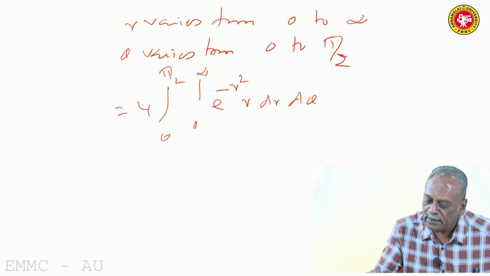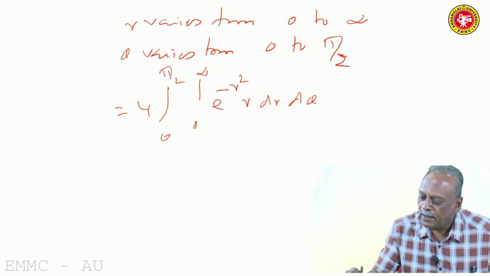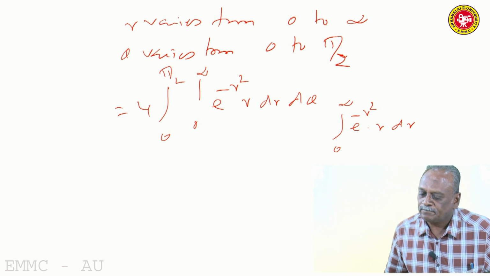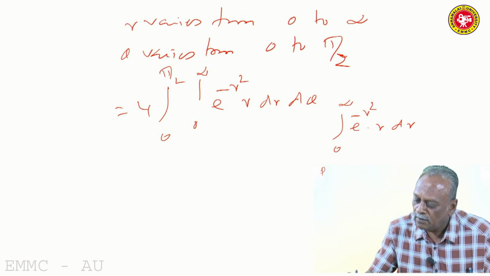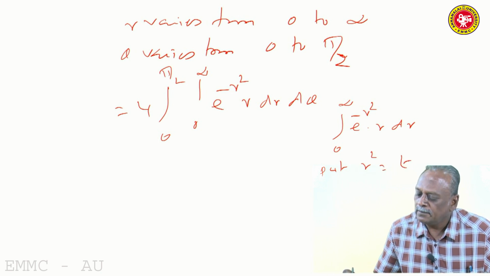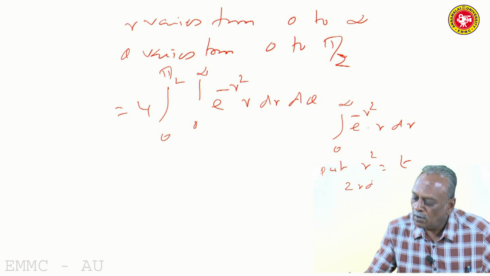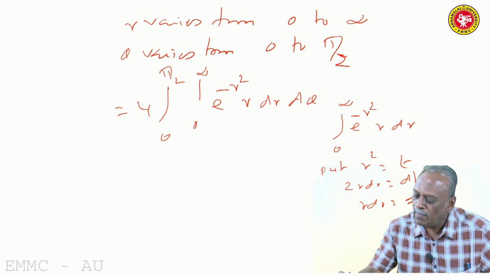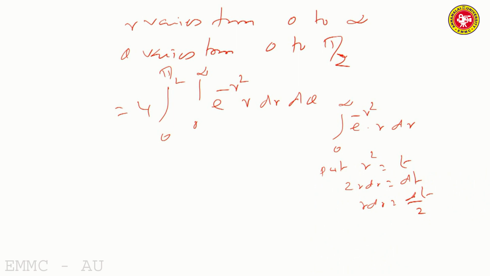Now we are going to integrate the inner part of the integral. So integral 0 to infinity e power minus r square into r dr. Put r square equal to t, 2r dr equal to dt. Now here r dr equal to dt by 2. So when r equal to 0, t also 0. When r equal to infinity, t also infinity. So there is no change in limit.